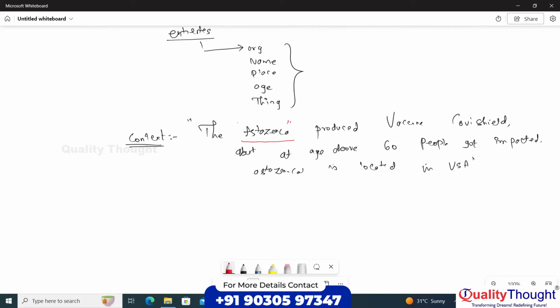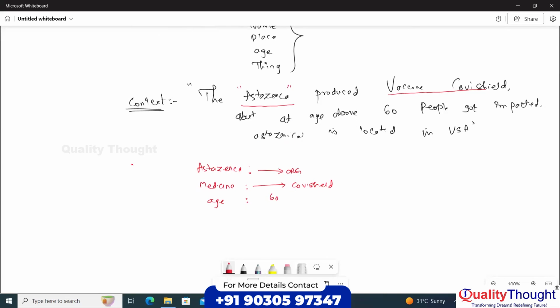AstraZeneca is an organization, it will come as ORG. This is medicine. Age equal to 60. And location. Is it good to extract the entities, right?